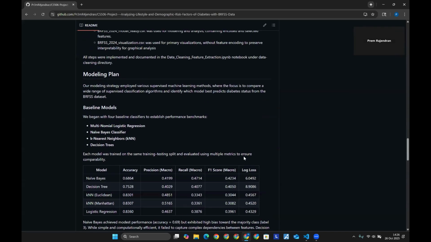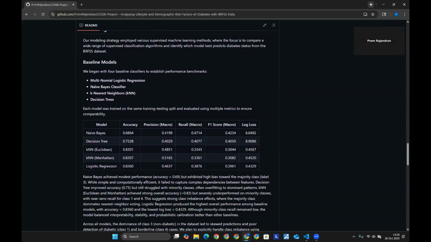So moving on to the modeling plan of our dataset, the modeling strategy was to compare a broad range of supervised machine learning models and identify which would predict diabetes outcomes effectively. The four baseline models that we chose include multinomial logistic regression, naive Bayes classifier, k-nearest neighbors, and decision trees. Each model was trained on the same dataset split and evaluated using consistent metrics.